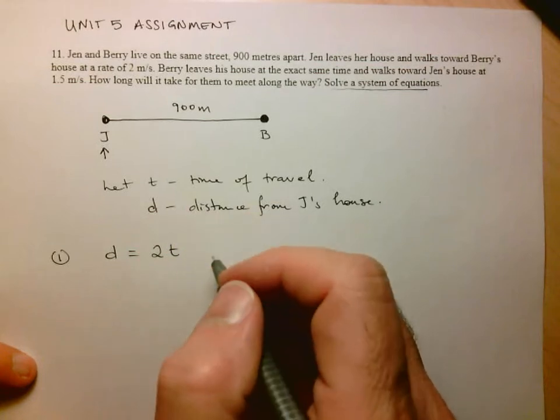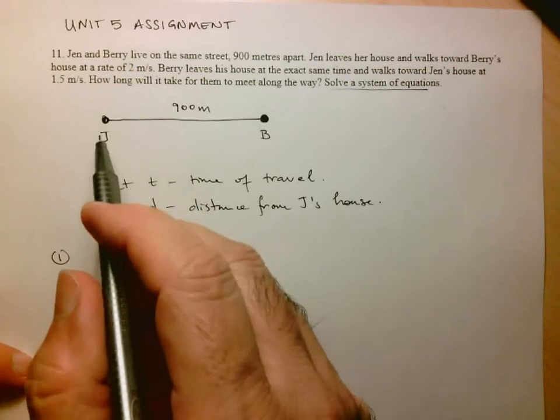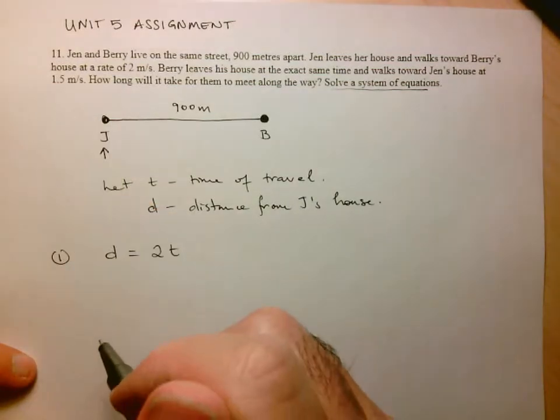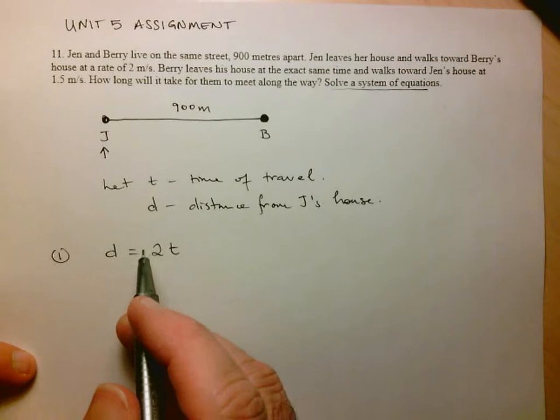Now remember, b represents the y-intercept, or the initial value, but Jen's initial value would just be 0 because she's starting at her house. So at the beginning, she's 0 meters from her house. So this would be plus 0, which of course we don't write. So there's our first equation.